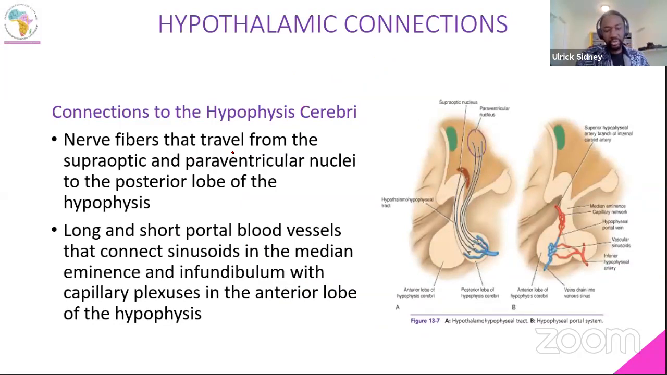Now, a very particular and special connection between the hypothalamus and the pituitary gland, or hypophysis cerebri. And here in a diagram, what do we have? Well, this is our anterior pituitary gland and a posterior pituitary gland, and then this is our stalk. And we have a tuber cinereum, and then we have the rest of the hypothalamus here. So what is interesting here is to describe the relationship between the hypothalamus and the anterior pituitary gland, and the relationship between the hypothalamus and the posterior pituitary gland.